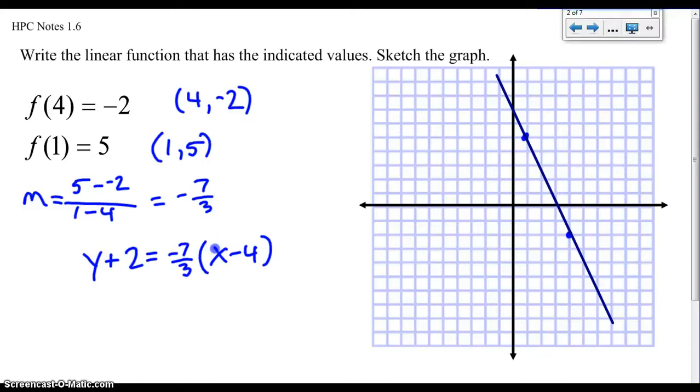We've already sketched the graph. The only thing I should note here is that it does say write the linear function. Down here I have an equation. If I want to change this to a function, I actually need to subtract the 2, and then I would have y equals, and I could write that as a function rather than simply a linear equation. That's not something I'm super picky about, but to follow the instructions, that is what I should do. Onward.